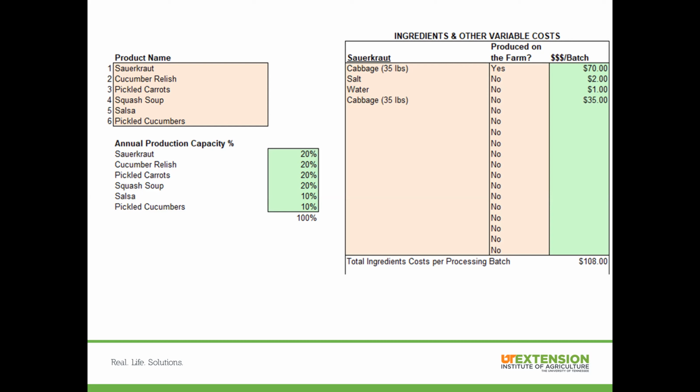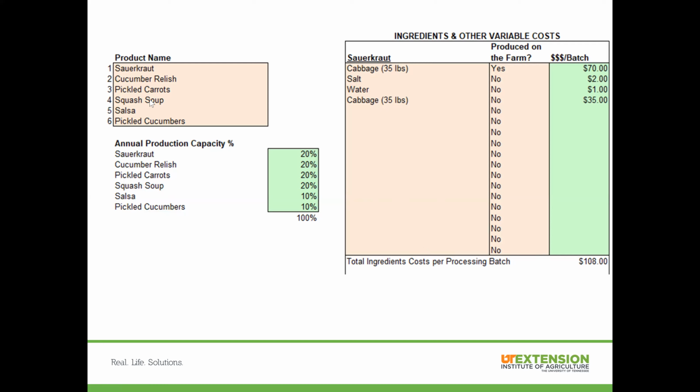Then we plugged in some numbers for salt and water. So those are our total ingredients costs that we have got per processing batch. Comes up to $108. Everybody see how I got that? I added the 70, the $2, the $1, and the $35 to get total ingredients for the sauerkraut of $108. That'll make one batch of sauerkraut.